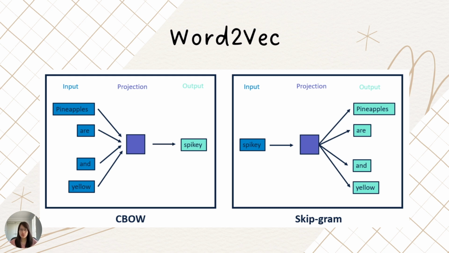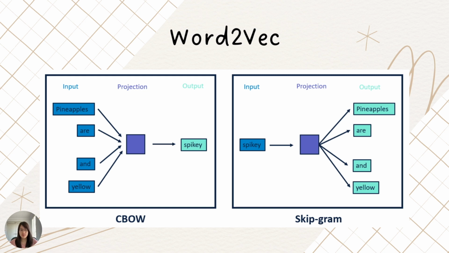The input layer of the neural network has as many neurons as there are words in the vocabulary being learned. The hidden layer or projection layer is said to have a pre-specified number of nodes, depending on how many dimensions you want in the resulting word vector.